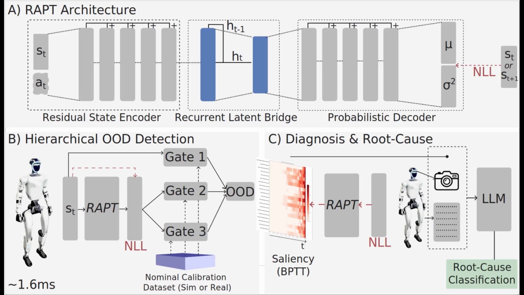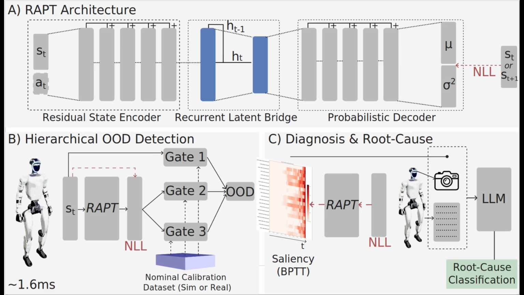We start with a trained reinforcement learning policy. In simulation, we execute this policy across thousands of parallel robots for approximately 1 minute, collecting a large dataset of nominal execution only. This data is used to train RAPT, a lightweight recurrent probabilistic model that learns the spatio-temporal structure of normal behavior without any anomaly labels.